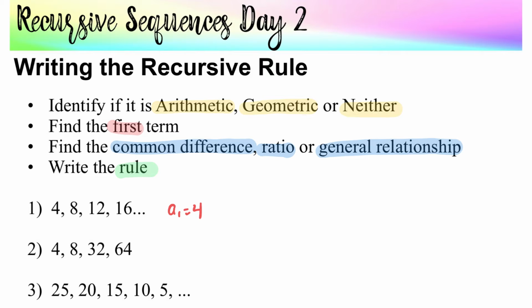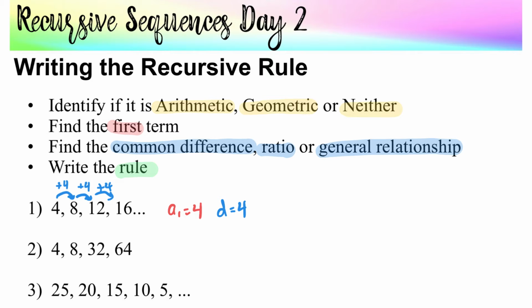How do you get from 4 to 8? Well, you have two options. You can multiply by 2 or add 4. But if I do 8 times 2, that's not going to be 12. We're actually going to have to add. So 4 plus 4 is 8. 8 plus 4 is 12. 12 plus 4 is 16. And so that means our common difference is going to be 4.